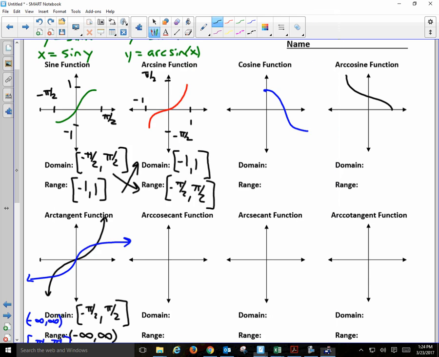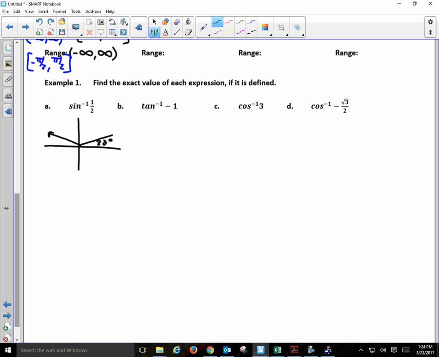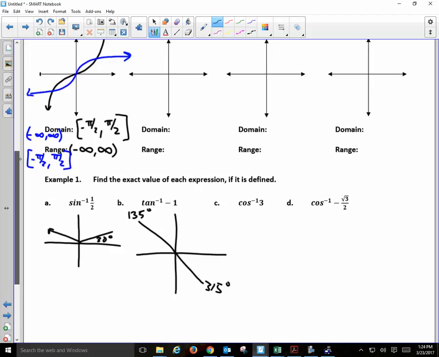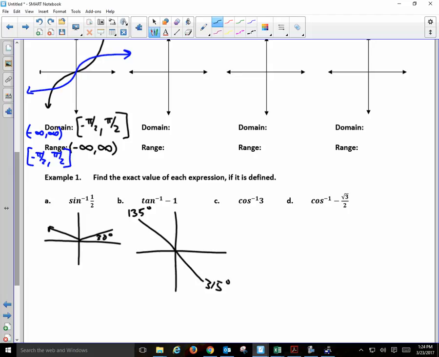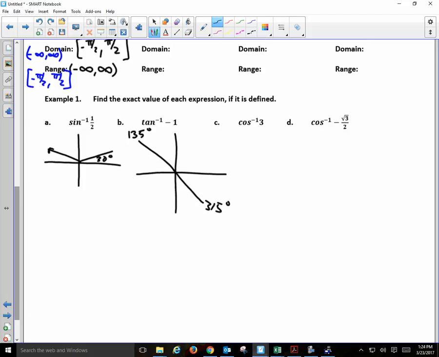Okay, let's look at the next one. Tangent inverse of negative 1. Do you know where tangent equals positive 1? 45. It's negative 1 at 135, and it's negative 1 at 315 degrees. Well, it says that arctangent spits out values between negative 90 and positive 90. Is either one of these between negative 90 and positive 90? Does anybody know what it's going to give me? 315 is the same as negative 45.